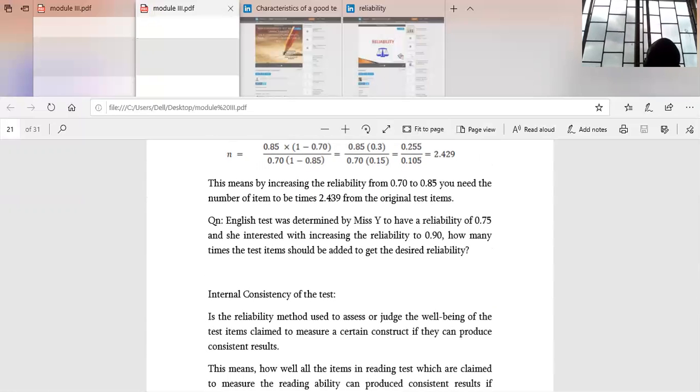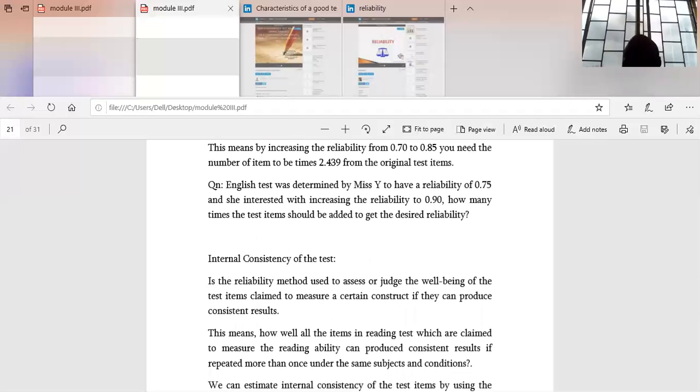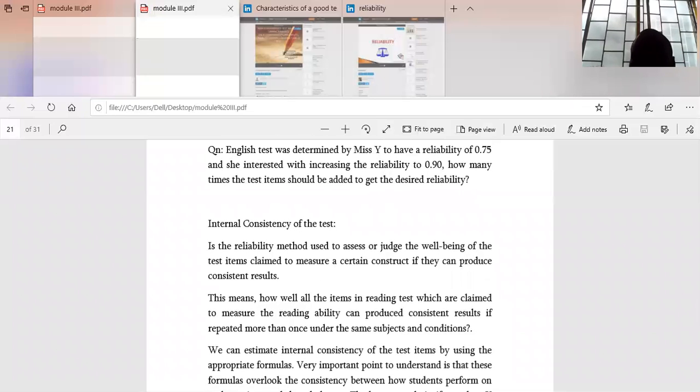Another way to calculate reliability is what we call the internal consistency of the test, looking at how the test items correlate with each other. That is the reliability method used to judge whether test items claimed to measure a certain construct can produce consistent results. This means how well all the items in a reading test, which are claimed to measure reading ability, can produce consistent results if repeated more than once with the same subjects and conditions.